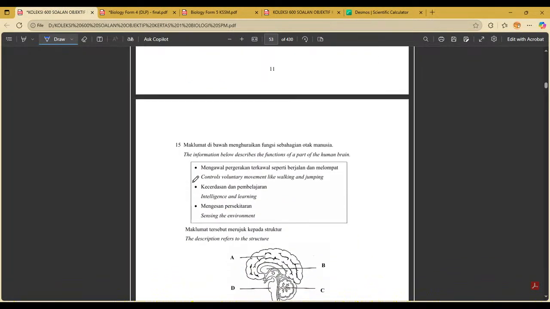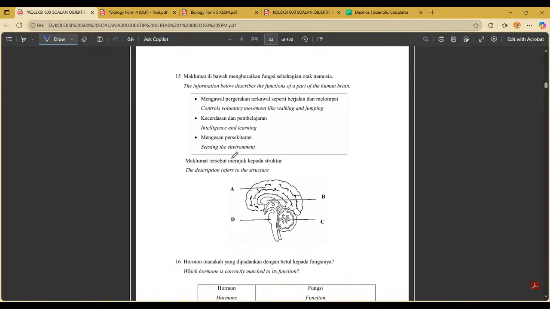Continuing on, the information below describes the functions of part of the human brain: controls voluntary movement like walking and jumping, intelligence and learning, sensing the environment. This is the part of the brain that controls conscious thought. I think it's A. I don't remember the name. It's either the cerebrum or the cerebellum. I think it's the cerebrum, cerebral cortex, whatever. Yeah, A.